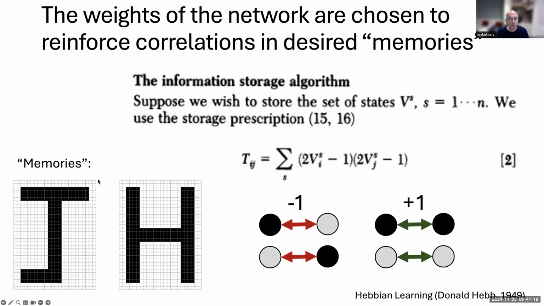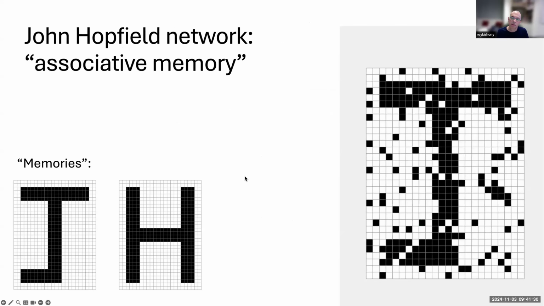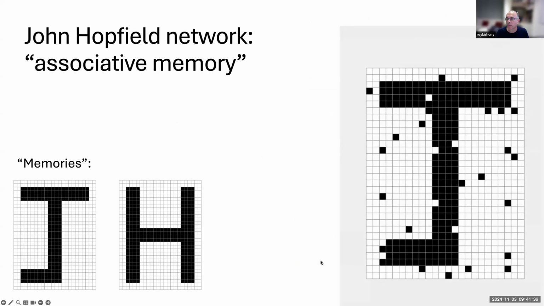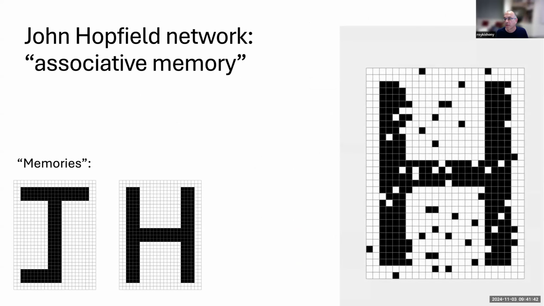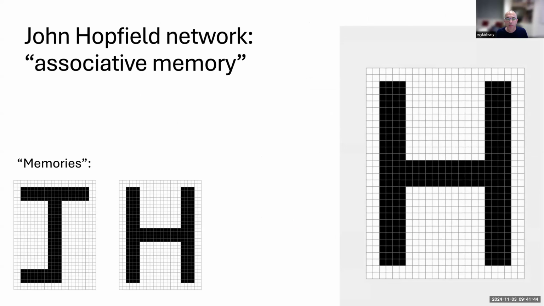So we go over all the memories we want to embed, and we use this condition to set the weights. And essentially, this is it. We now have a network, and if we give it a pattern that is similar to one of the memories, it will restore the memory that it had. If we give it something similar to another memory, it will restore the other memory.